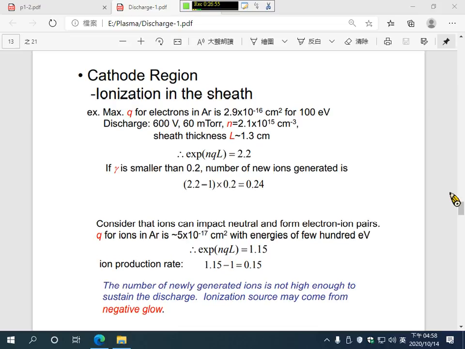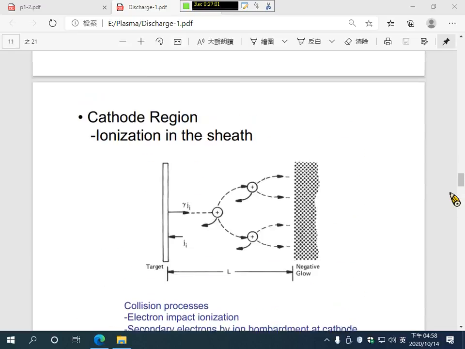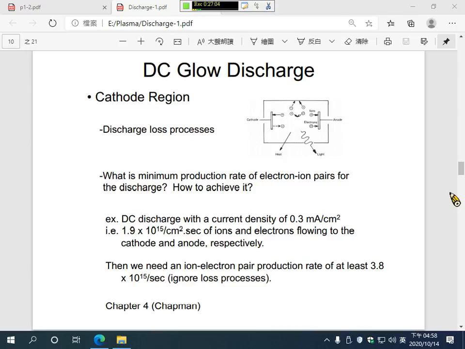So Chapman analyzed this example. If you want to keep a glow discharge with a current density of such value, you need an electron and ion flux of about 1.9 times 10 to the 15 per square centimeter per second. Or you need an ion-electron pair production rate of at least 3.8 times 10 to the 5 per second.